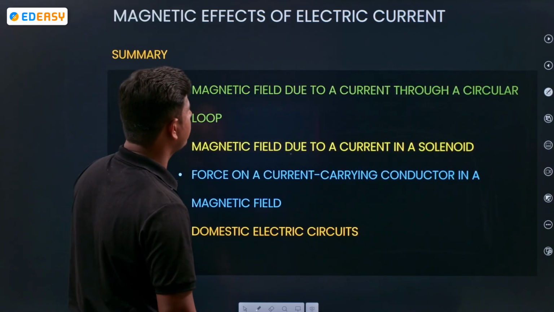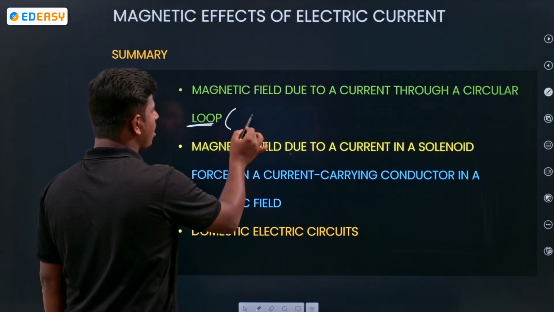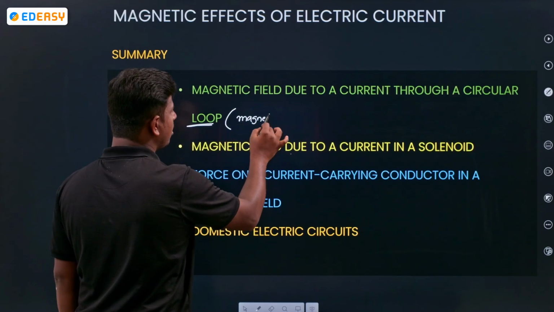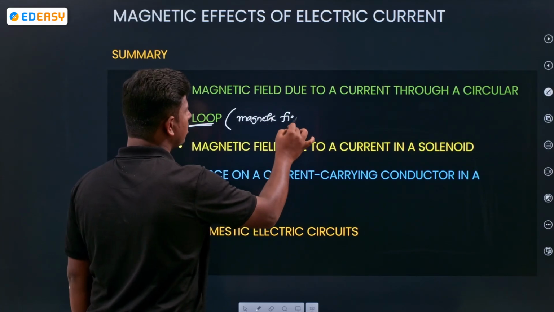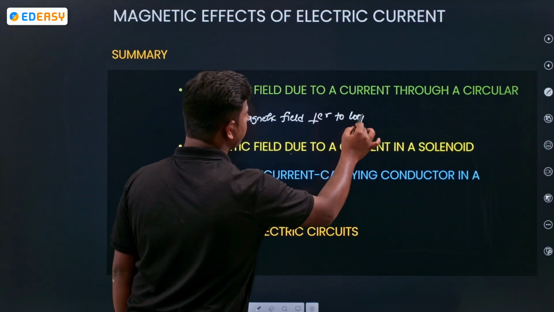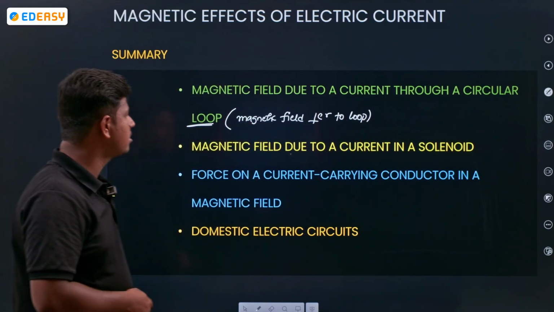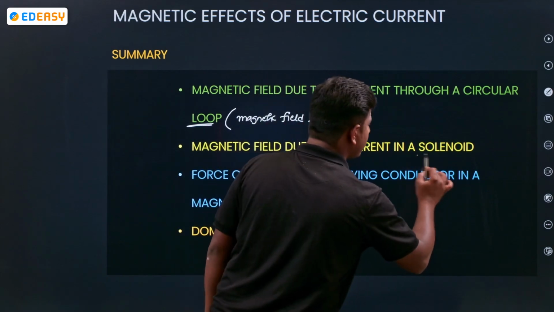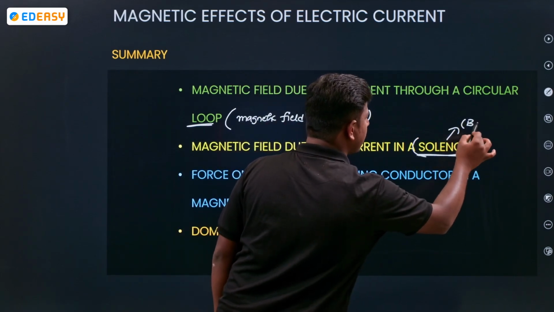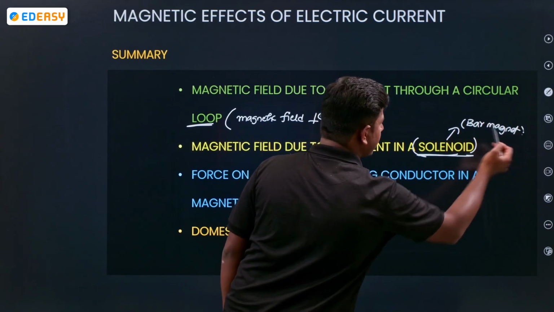Next, magnetic field with a circular loop. How is the magnetic field? Perpendicular to the loop. Next, magnetic field due to a current carrying solenoid. How does a solenoid behave when current is present? It behaves like a bar magnet.